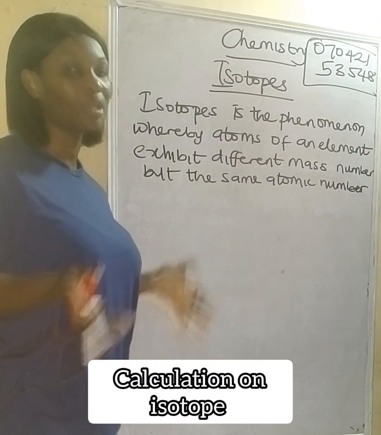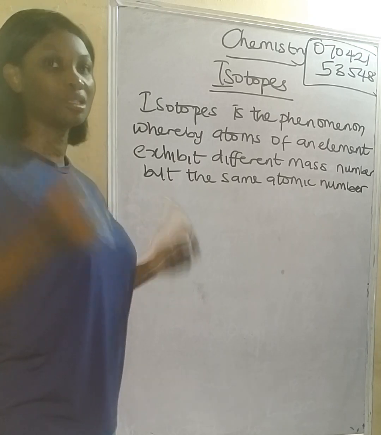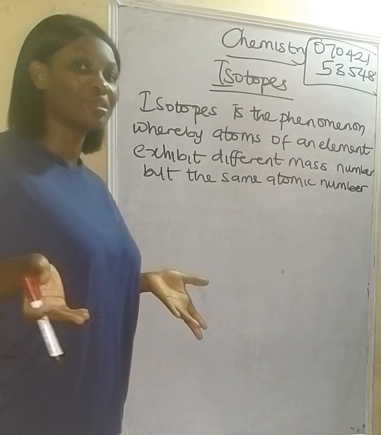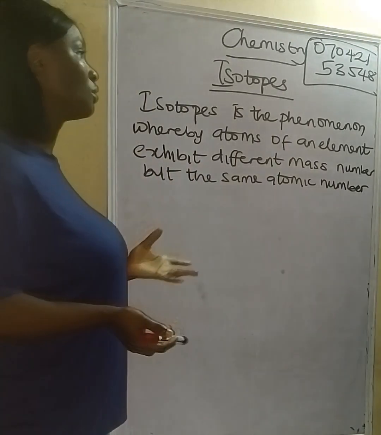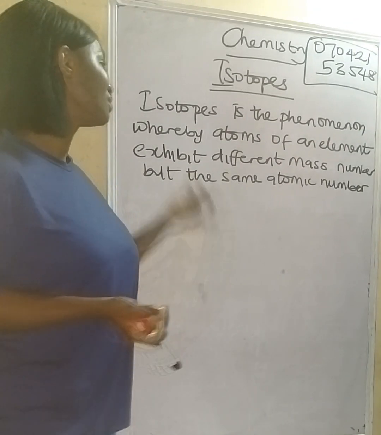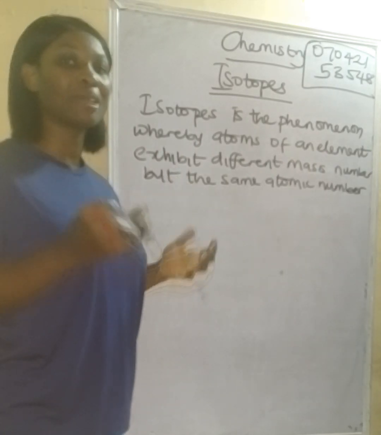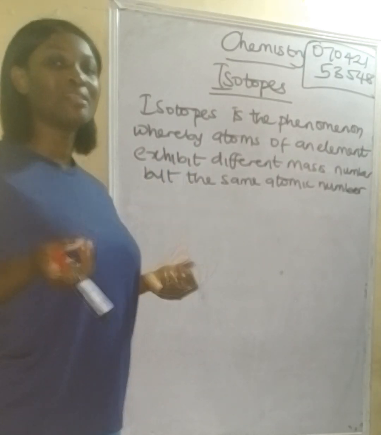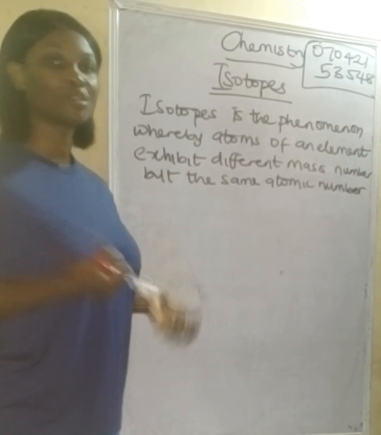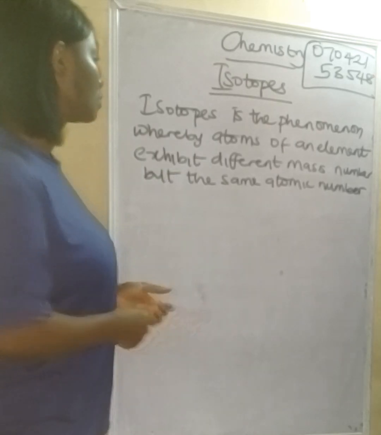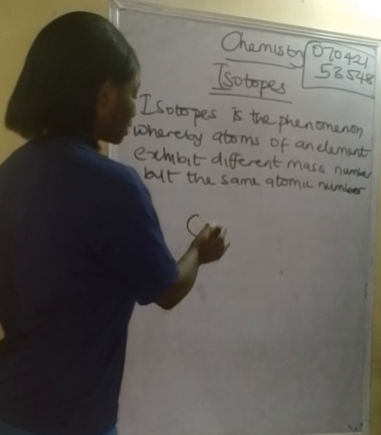Today is chemistry and the topic you'll be treating today is isotopes. So what do you mean by isotopes? Isotope is a phenomenon whereby atoms of an element exhibit different mass number but the same atomic number. Whereby an element has what? Different mass number but what? The same atomic number.